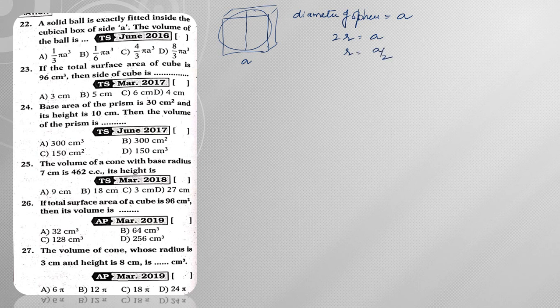Now, what did he ask? The volume of the ball. The ball is in the shape of a sphere, so we need to consider the volume of a sphere. So 4/3 pi r cube is the formula.